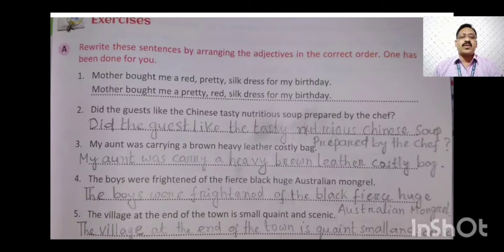Question number 4: The boys were frightened of the fierce black huge Australian mongrel. The answer will be: The boys were frightened of the black fierce huge Australian mongrel. Fifth one: The village at the end of the town is called quaint or scenic.